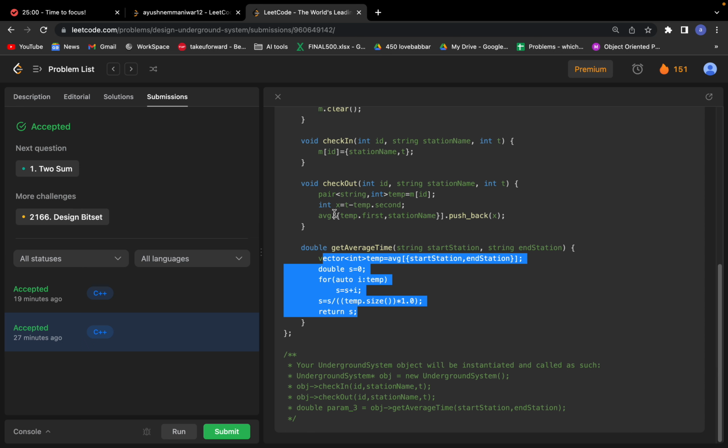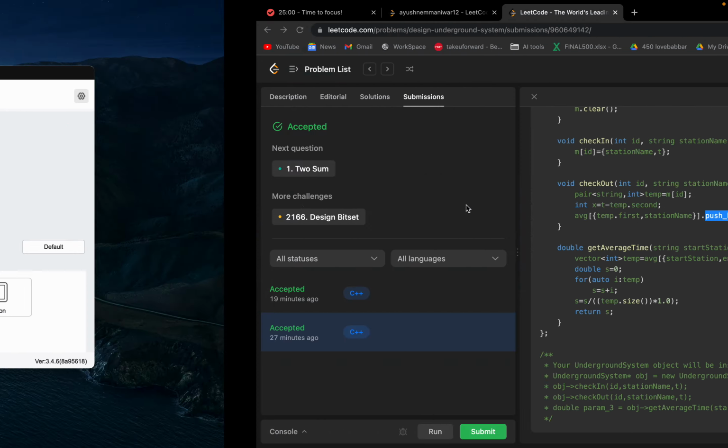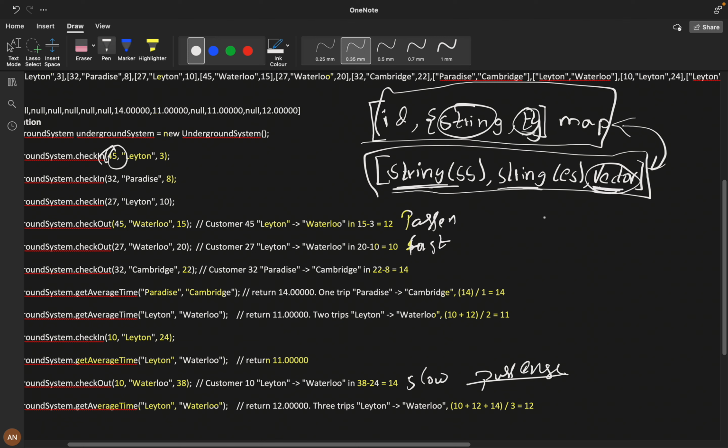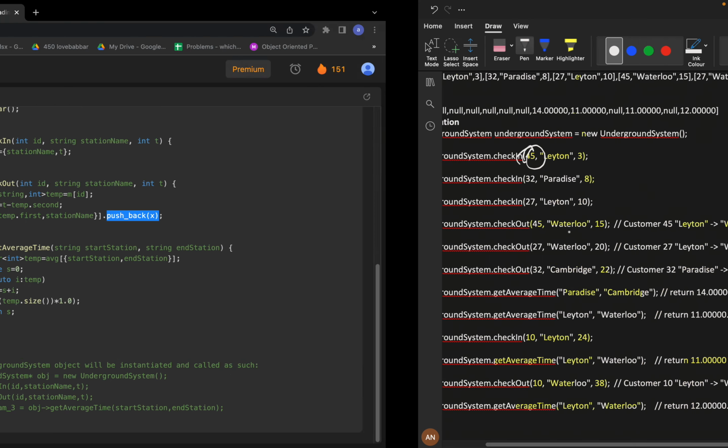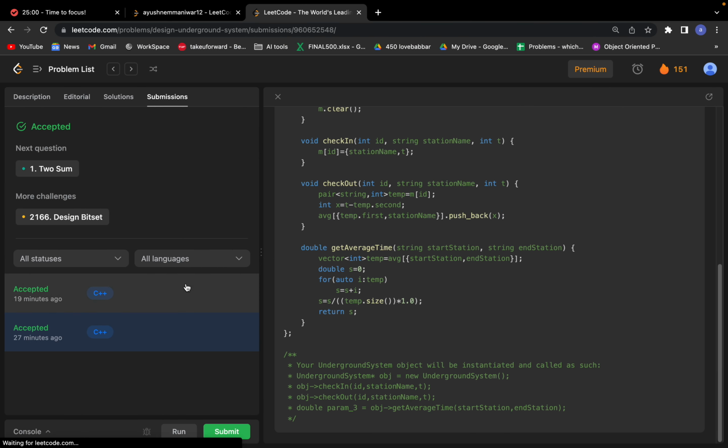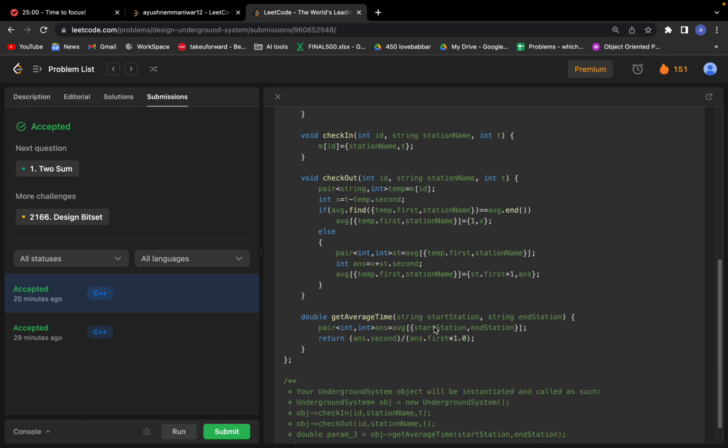We can use one more function like average. We are pushbacking all these elements. Instead of pushbacking into this vector, I will use size comma answer. Answer means how many are there and what is the size. So let's optimize this. Let's see this example. Now you can see average dot find. If this start station and end station is not found, then I am storing it, and I am saying that the size is 1, and the answer would be x, because t minus temp.second.